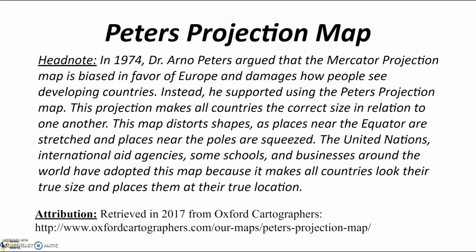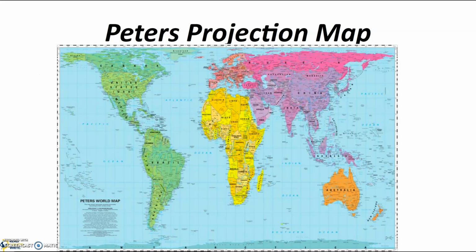The United Nations, international aid agencies, some schools, and businesses around the world have adopted this map because it makes all the countries look their true size and places them at their true location. So this is from 2017 Oxford Cartographers. I'm not going to go through the bookmark steps. We're just going to read through, look, and then I'll let you do that on your own.